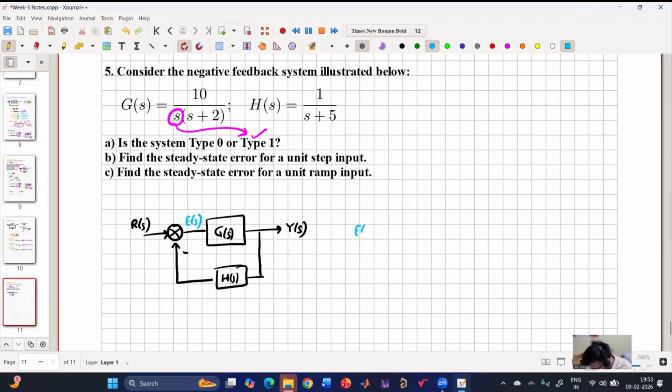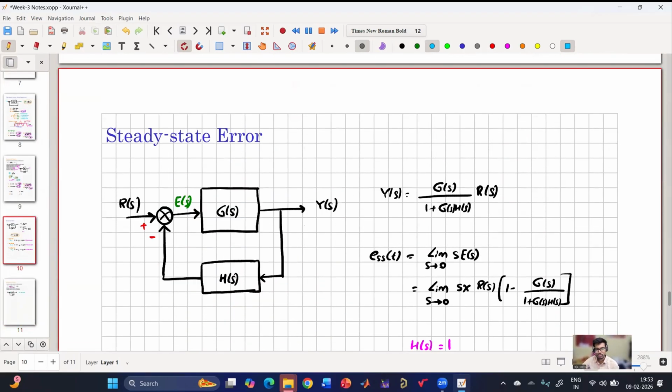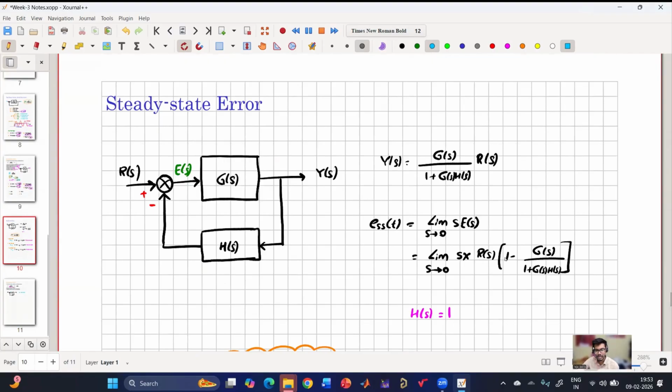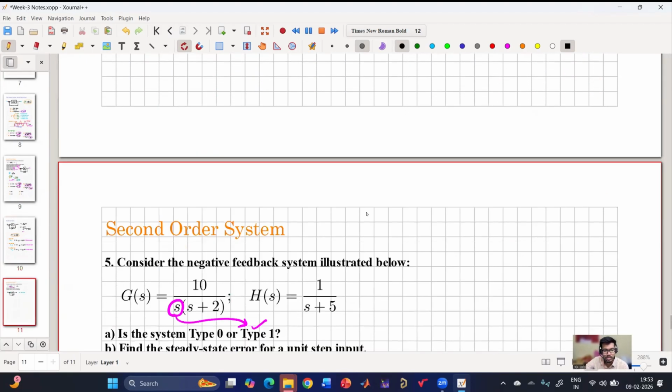First, what is E of S? E of S is nothing but R of S minus H of S into Y of S. I think I have made a mistake. There is one H of S here. Previously, I might have forgotten. So R of S into 1 minus H of S into G of S, because H of S is multiplied in the feedback. It is not just Y of S.